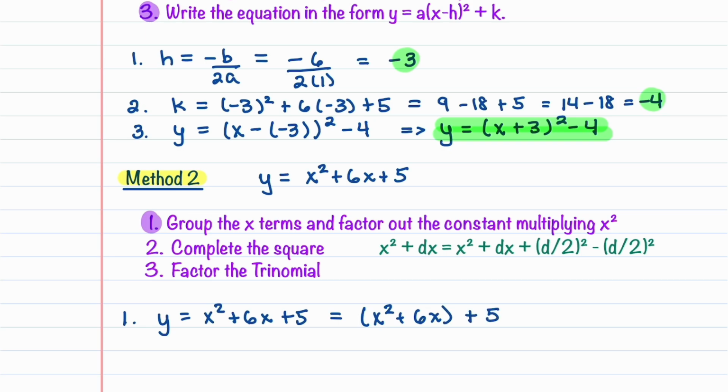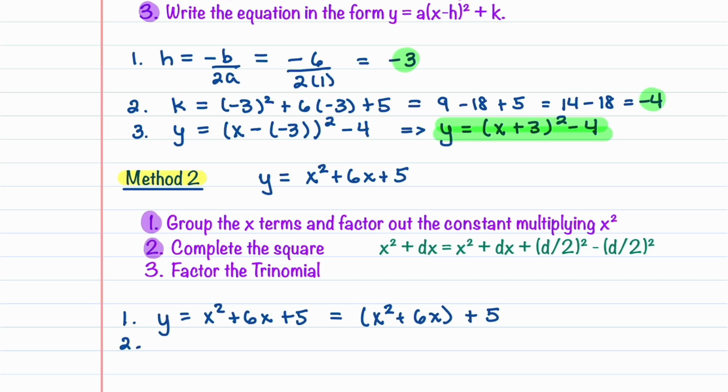Now it says to factor out the constant multiplying x squared, but in this problem we only have a 1 in front of x squared, so we actually didn't have to do that part. In our next example, we'll have to do that. Let's now look at step 2. Step 2 says that we're going to complete the square.